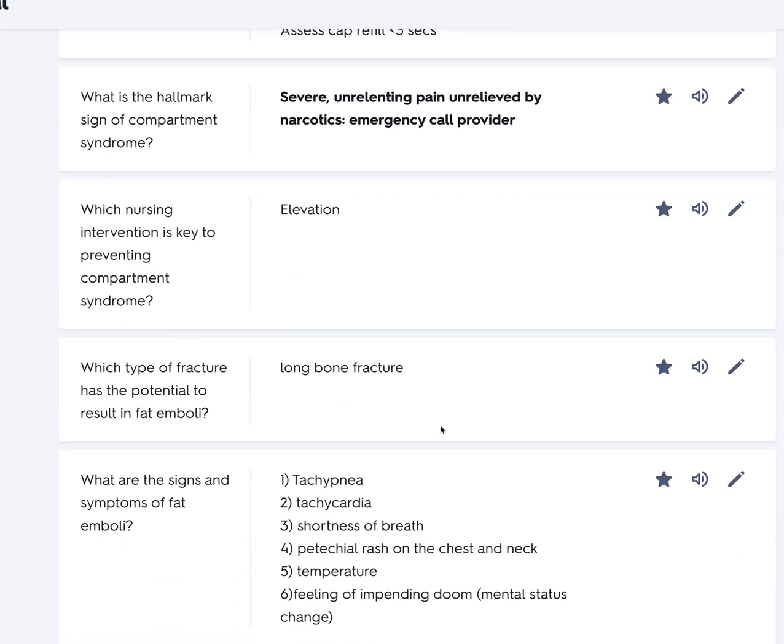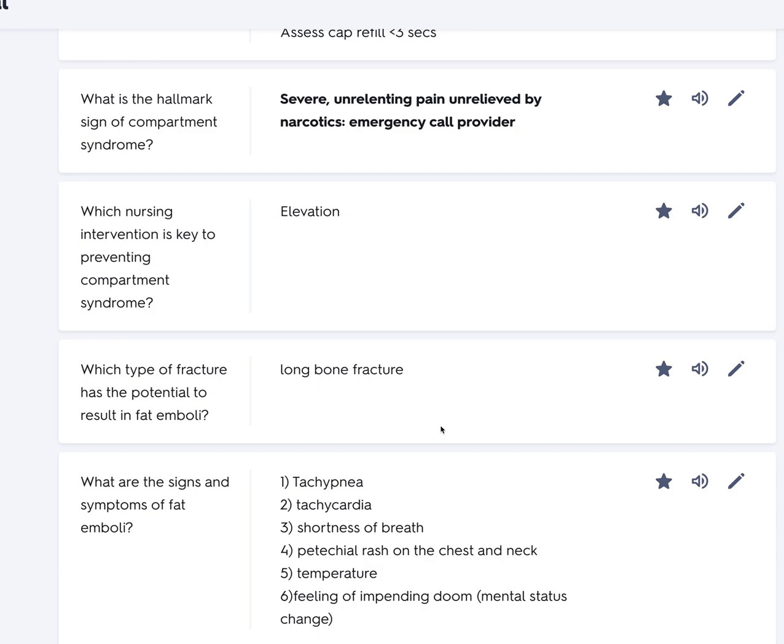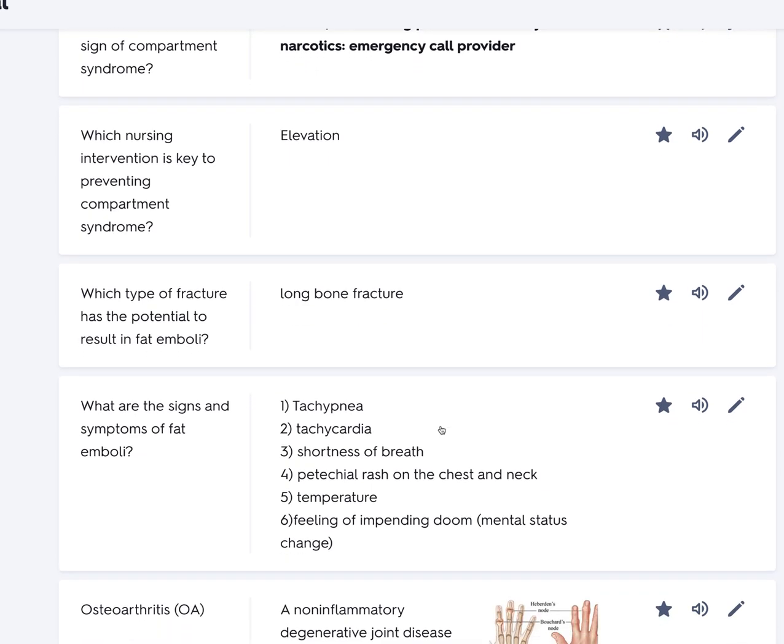So fat emboli, I'm going to talk about this in the pulmonary lecture, but a long bone fracture like a femur, maybe the pelvis, these kinds of bones can result in a fat emboli because the fat leaks out of the bone marrow and can travel in the bloodstream. And so it's the same signs and symptoms of a pulmonary embolus, right? So tachypnea, sudden shortness of breath, tachycardia. And the hallmark of a fat emboli is the petechial rash. So they'll have petechiae all over their chest, axilla, and neck. They'll have a temperature and a feeling of impending doom.